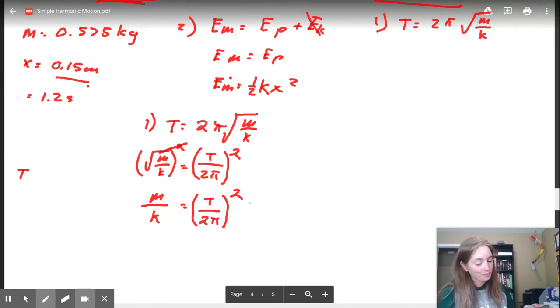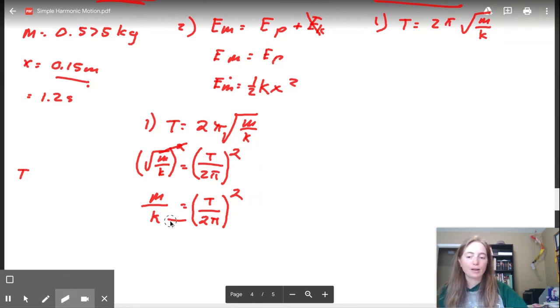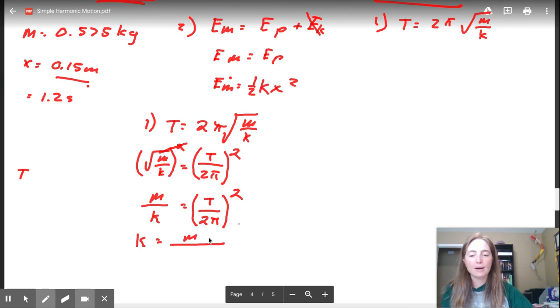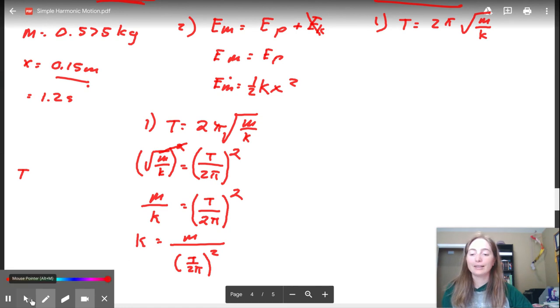Ladies and gentlemen, what I need to do is rearrange this to get k on its own. So I'm going to do my shortcut and swap these. I'm going to swap this whole thing with that k. So k is going to equal m divided by t over 2 pi squared. I know, it's kind of nutty looking.